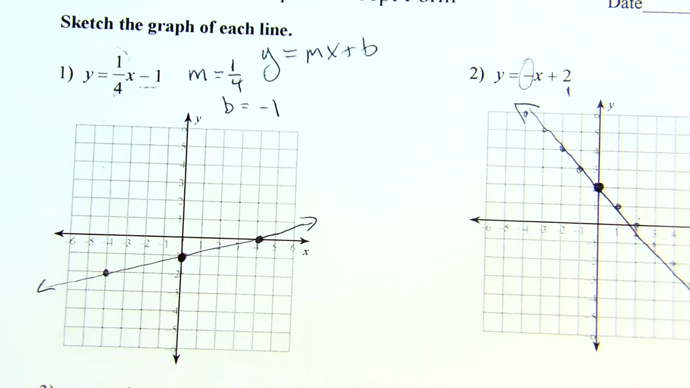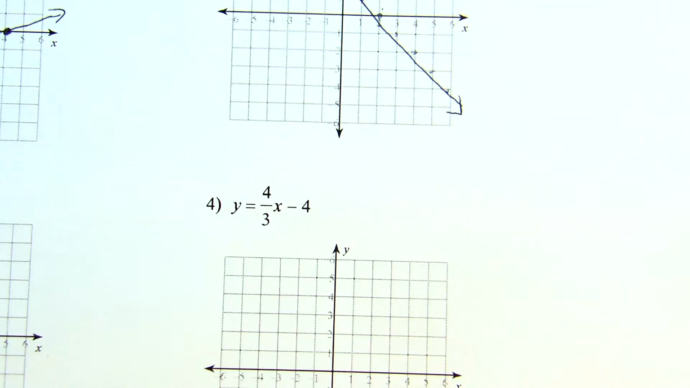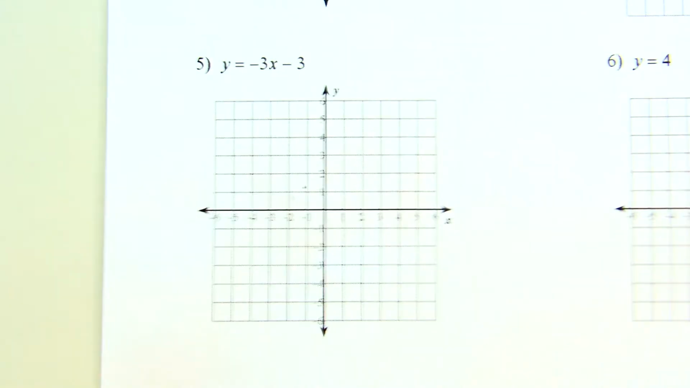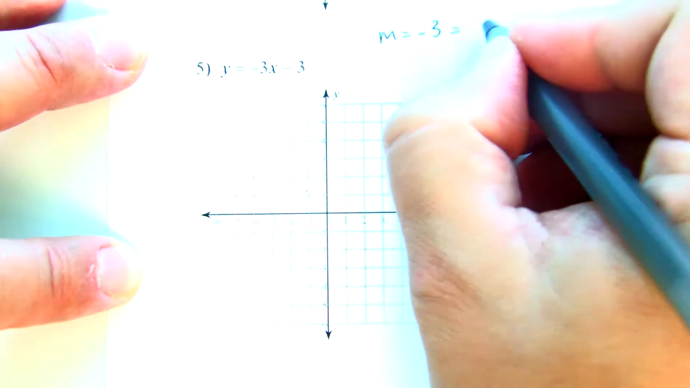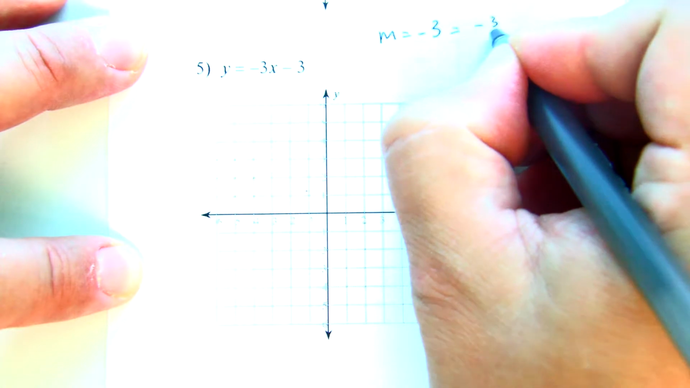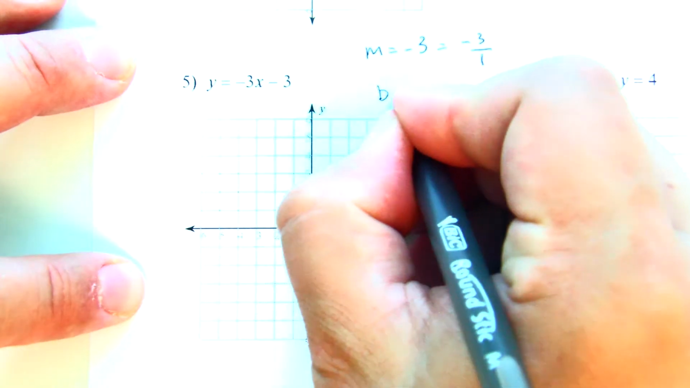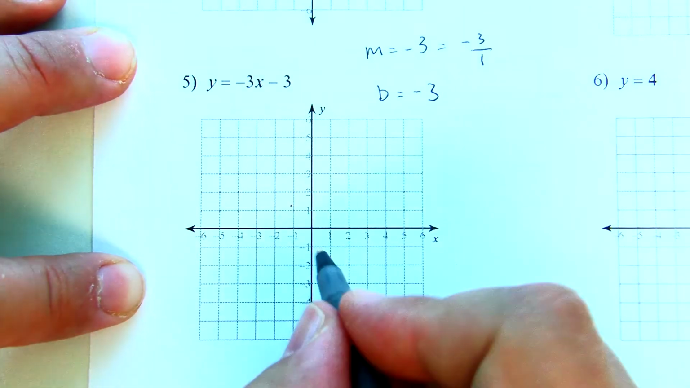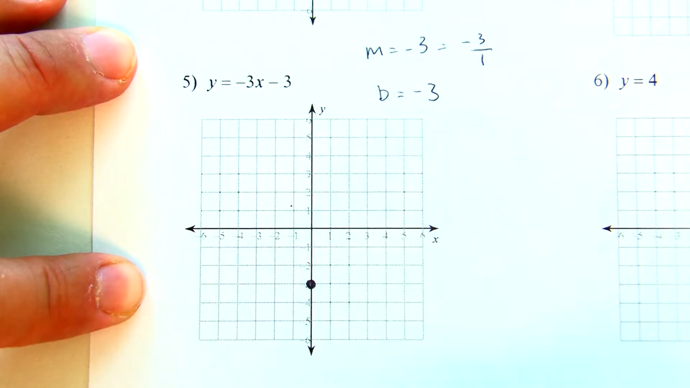All right, let's try this one down here, number 5. So y equals -3x minus 3. So my slope is -3, and remember, as a fraction, that's -3 over 1. My y-intercept is also -3. So the line crosses the y-axis when y equals -3, so there's my 1 point.